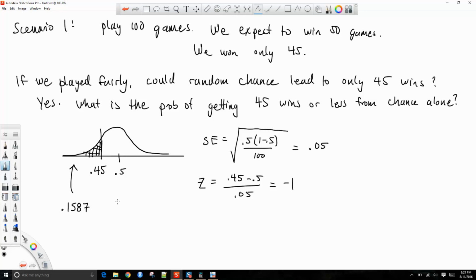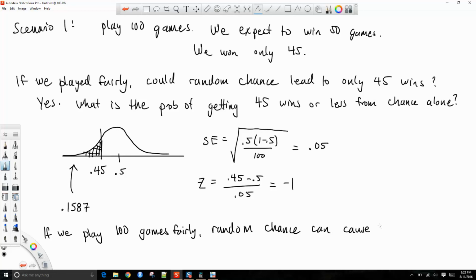Okay. And so this basically means this is about a 16% chance, okay? Almost 1 in 6. If you play 100 games, about 16% of the time, bad luck is going to lead you to winning only 45 or fewer games. Okay, so if we play 100 games fairly, random chance can cause us to win only 45 games or less with a probability of around 16%.